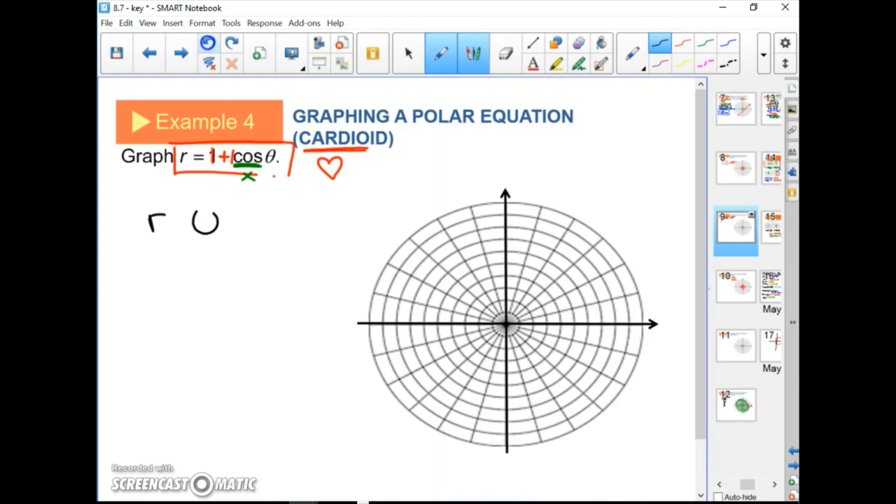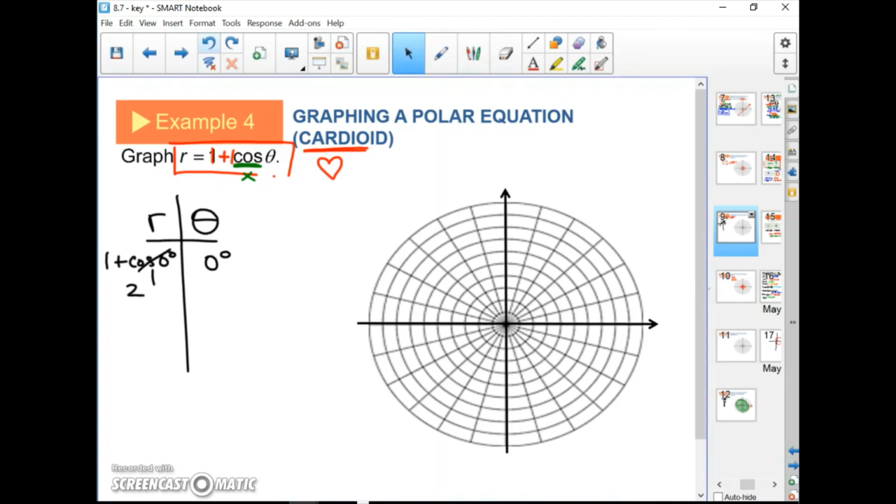So if you didn't have any kind of graphing software, you'd make a table, and you might start with something easy like 0. You would have 1 plus cosine of 0 degrees. Now cosine 0 is equal to 1, so we'd have 1 plus 1 is 2. I would have to graph the point (2, 0). And so go in the direction of 0 degrees, go over 2. You'd have a point right there. (2, 0). Okay?